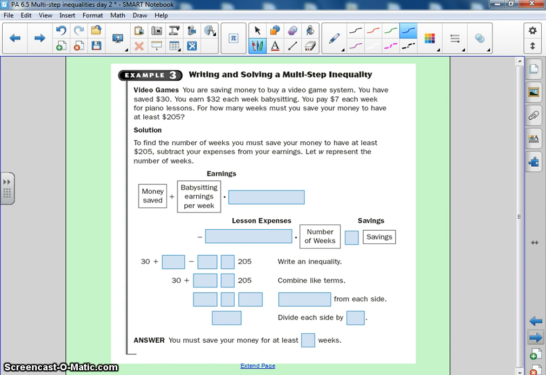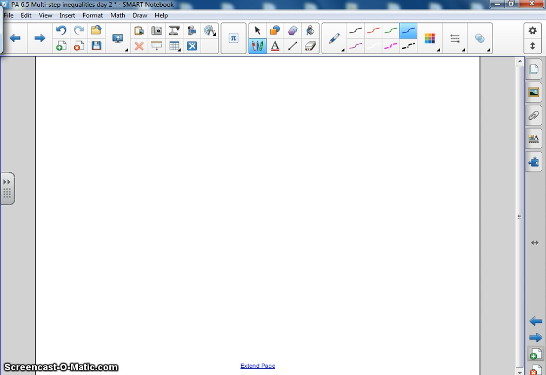So we're going to take the money. I don't like doing it on these little blue boxes, so we're going to flip it over here. We're going to take what we have on our notes, and it says what I already have saved, plus my babysitting, minus the piano lessons. And then a blank line.